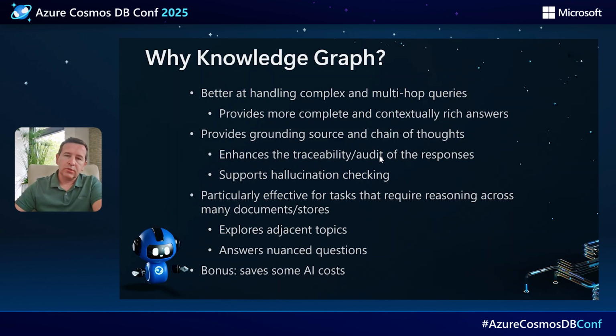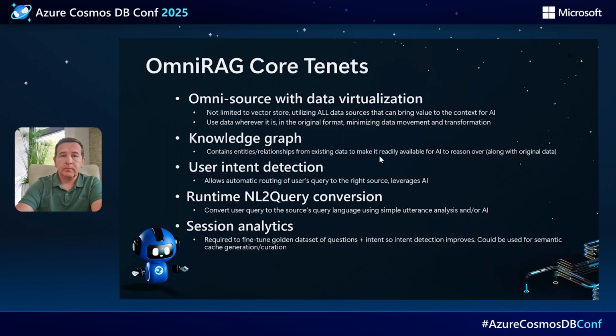Now, it is particularly effective for tasks that require reasoning across many documents and stores. That's what's called global search. Essentially, it gives you the ability to combine multiple, not only documents, but stores, repositories of various data that you have across your data estate. And that allows exploring adjacent topics, answering nuanced questions that actually need some follow-up information from some other stores, and so on. And the bonus feature, it saves some AI costs. I'll demonstrate that in my demo.